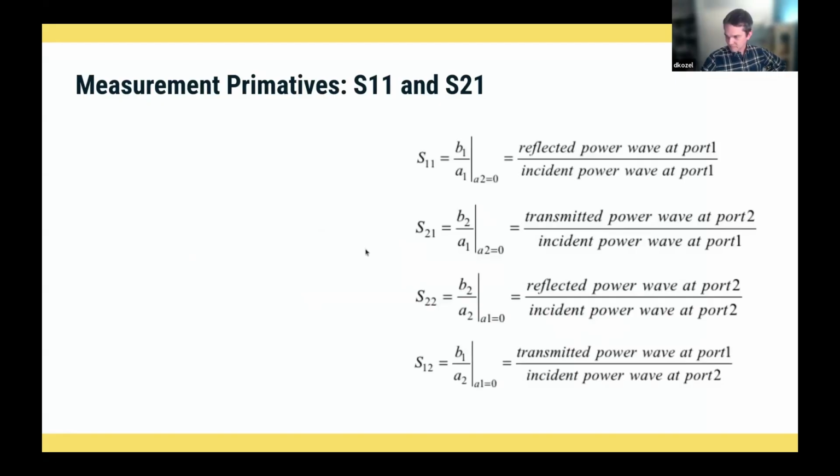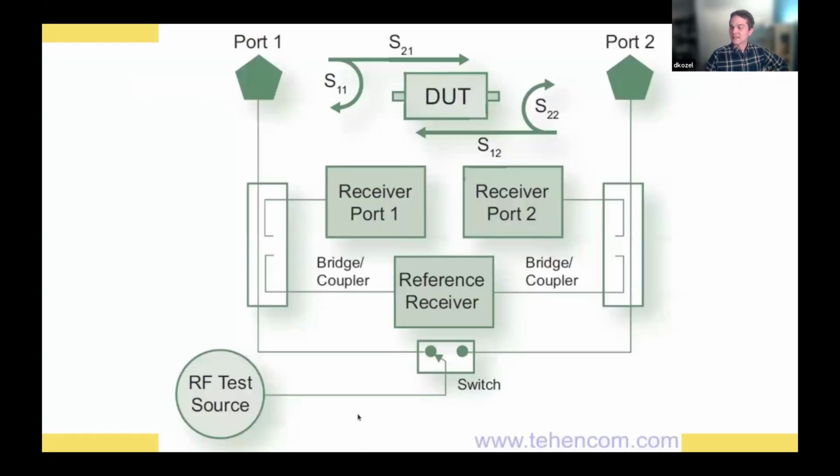And running through the other terms, we have our input match, S11, our output match, S22, B2 over A2. So how much power is going out versus coming in of port 2, and the other way around. How much power is going backwards across your device? The power at port 1 compared to port 2. We'll work through this as continuous concepts.